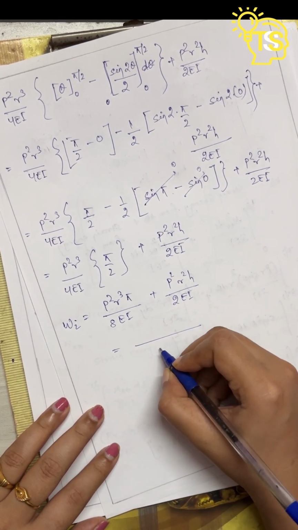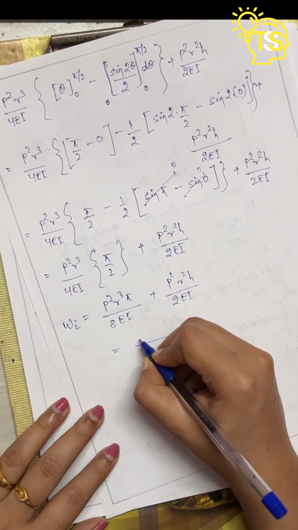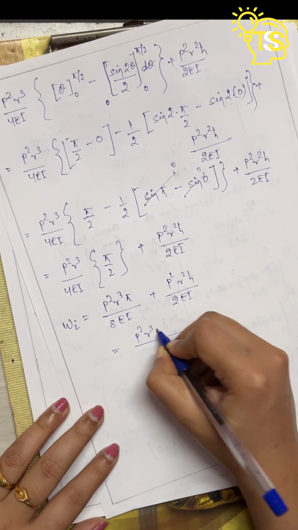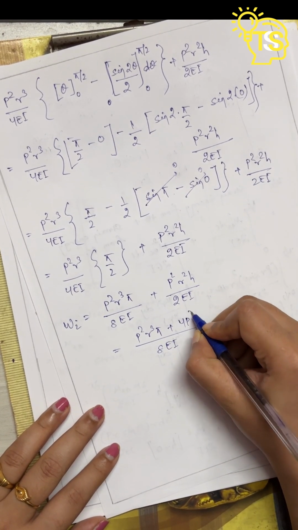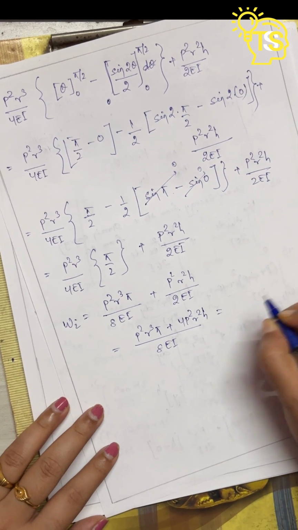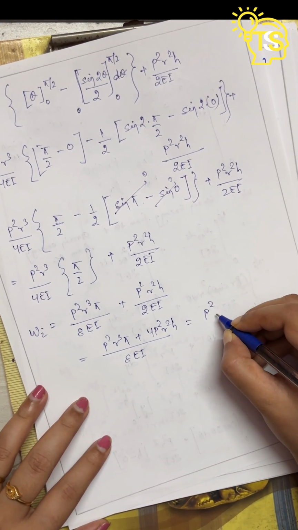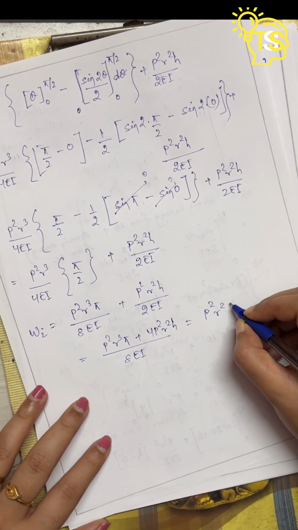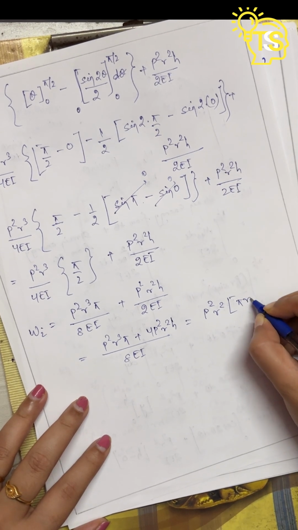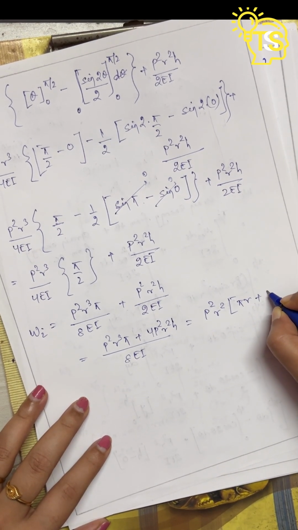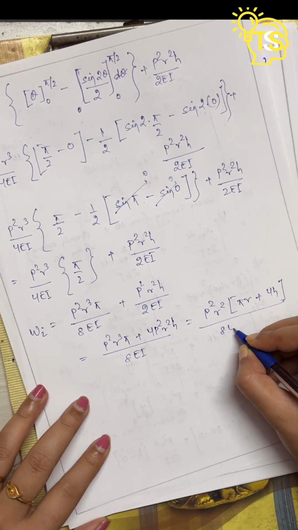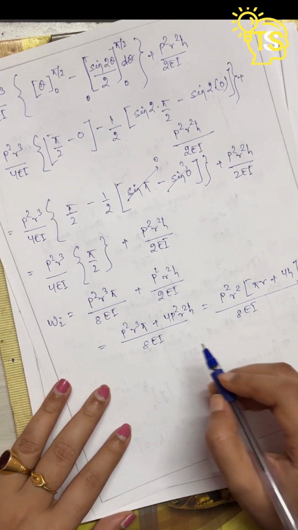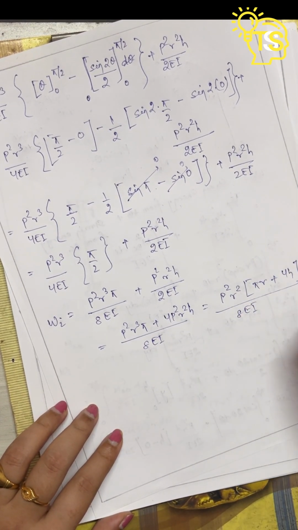Here let's take the LCM of 8EI. We will get P squared r cubed pi plus 4 into P squared r squared h. Now let's take P squared r squared in common. We will get (pi r plus 4h) upon 8EI. This is the final value of strain energy we got.